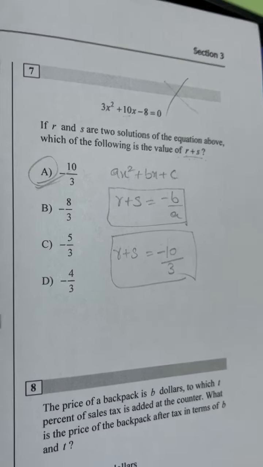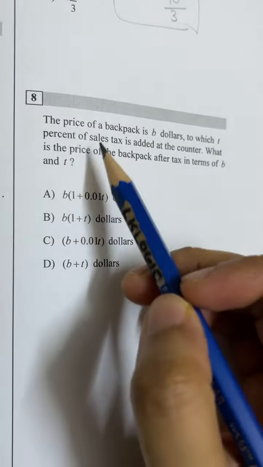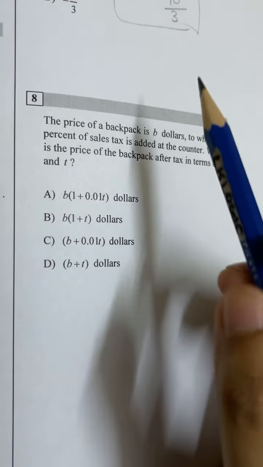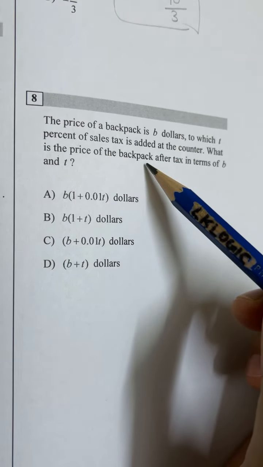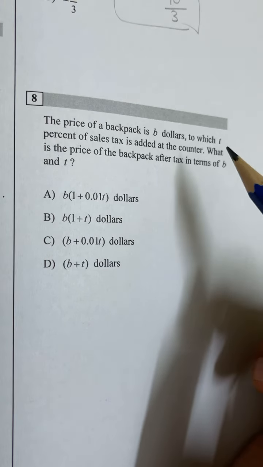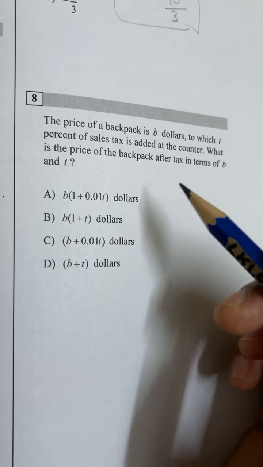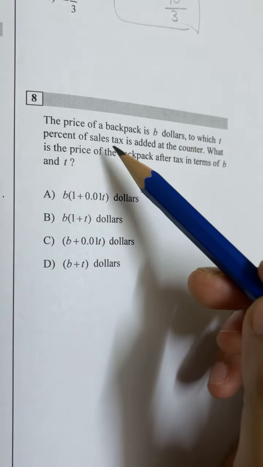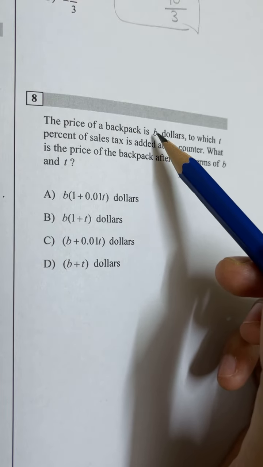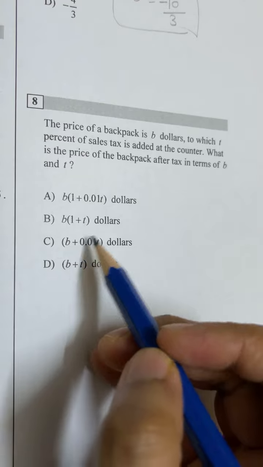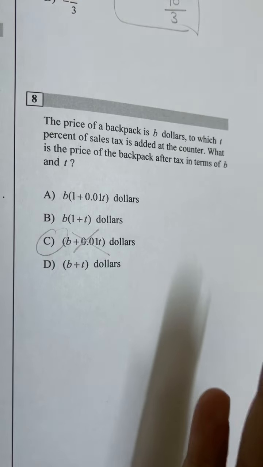Okay, similarly, we have another question that says the price of a backpack is $B, to which T% of sales tax is added at the counter. What is the price of the backpack after tax in terms of B and T? Usually the mistake everybody makes here is they take T% of sales tax added at the counter, and since the price of the backpack is B, they just add B plus that T% of dollars and they choose C. That's absolutely wrong. That's the major error everybody makes.